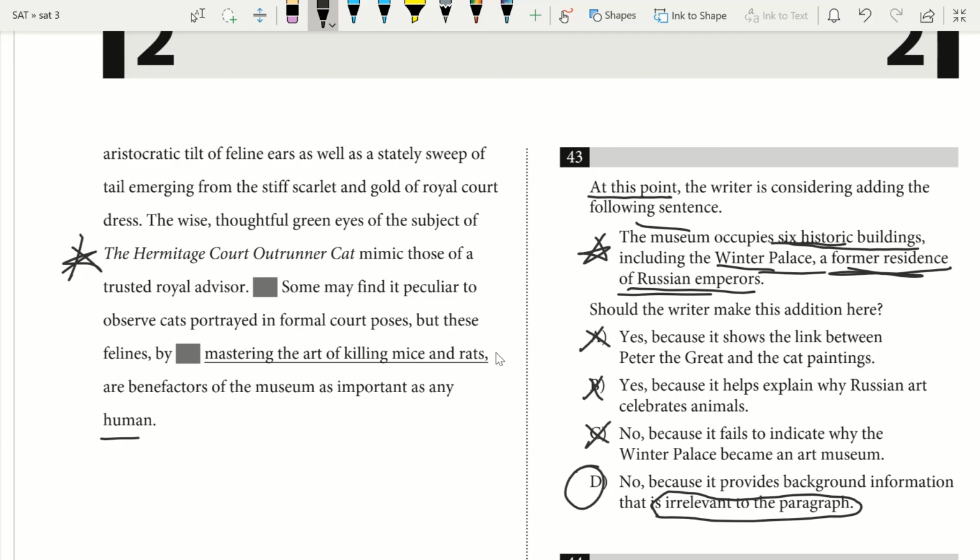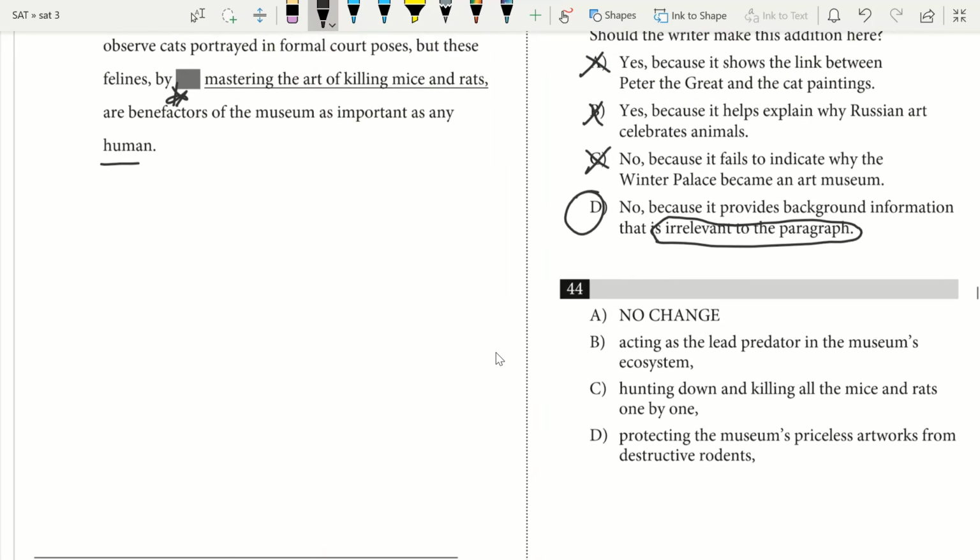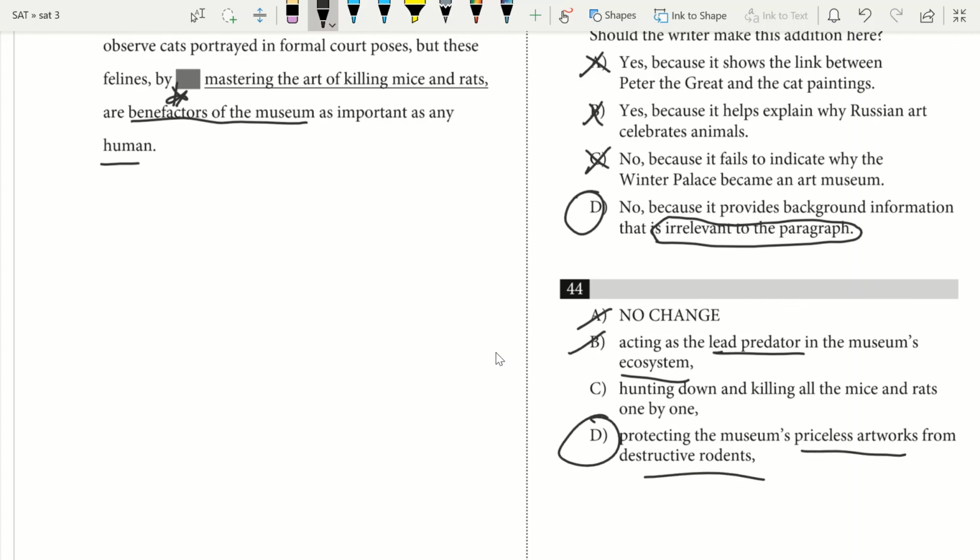All right, and now we have our final question, 44. But these felines, by mastering the art of killing mice and rats, are benefactors of the museum as important as any human. Well, them killing the mice and rats isn't really why they're such benefactors of the museum. It's because of what they're protecting in there, right? Not just killing the rats or acting as a predator in the museum's ecosystem, right? It's by protecting the museum's priceless artworks from destructive rodents, which will be D.